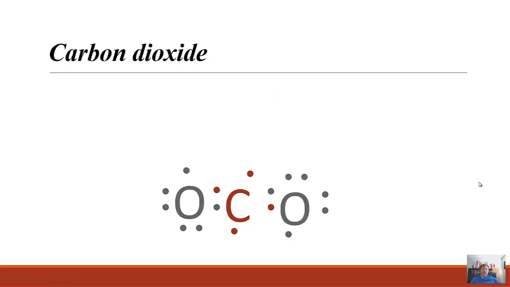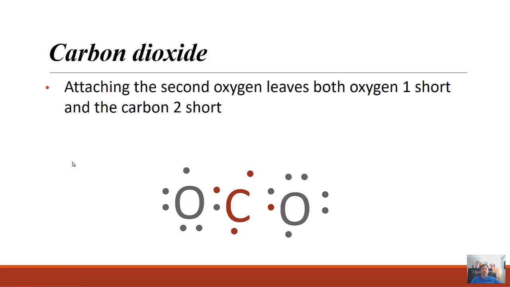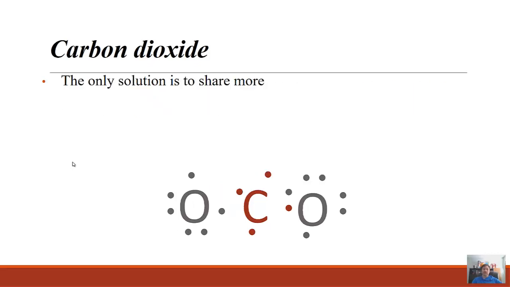But now if we put both of them, let's see. We've got 2, 4, 6, 7 on that oxygen. 2, 4, 6 on carbon. 2, 4, 6, 7. So all our electrons are there, but the problem is everybody's not full. So this is when we have to go to doing double bonds and sharing more electrons. So we're going to take this electron and move it over here. We're going to do the same thing for carbon, move it over there. So now look, we're sharing 4 electrons. So 2, 4, 6, 8.